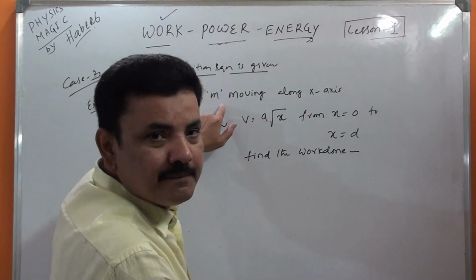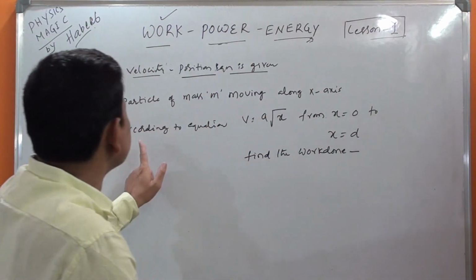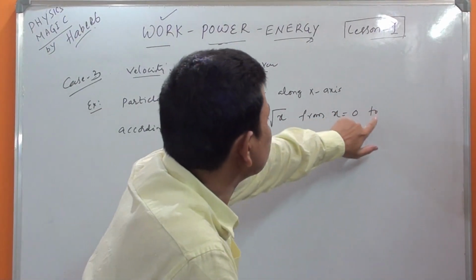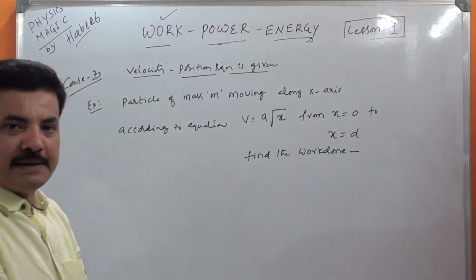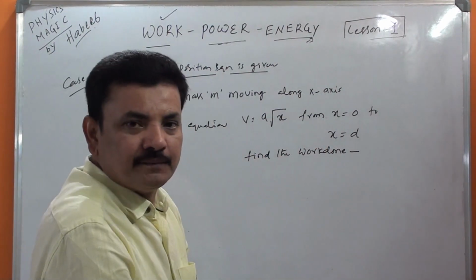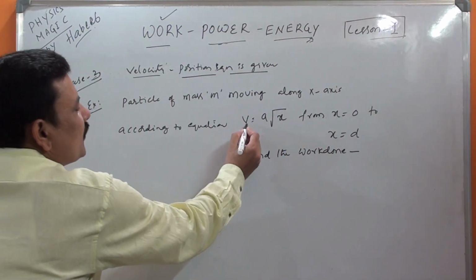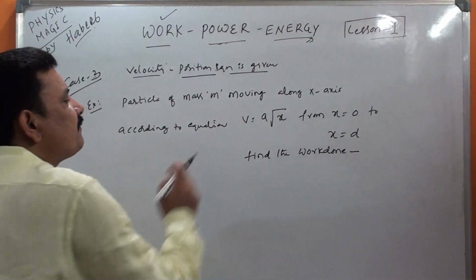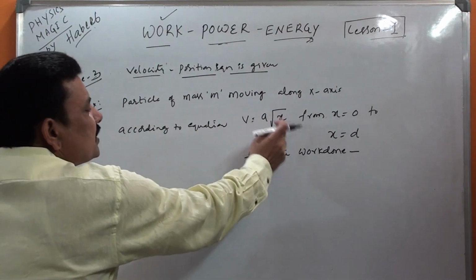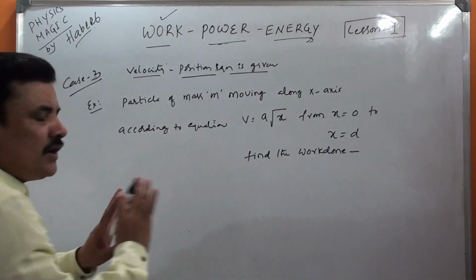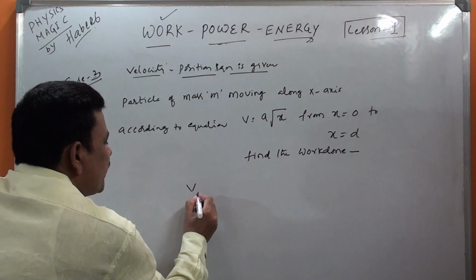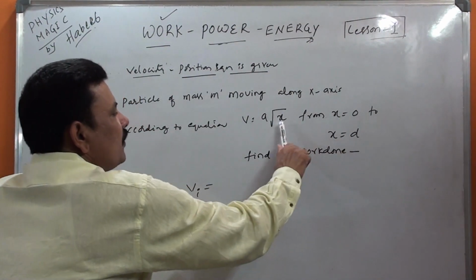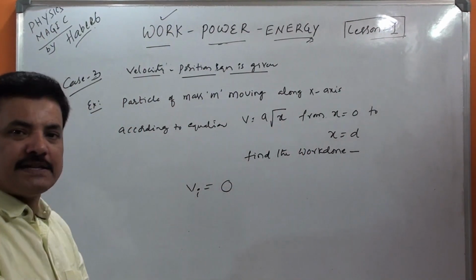A particle of mass m is moving along the x-axis according to the equation v is equal to a root x. From x is equal to 0 to x is equal to d, it is displaced. Then find the work done. In this case, I told you velocity is a function of position, meaning a velocity position equation is given. In this case, no need to do anything here. I told you already, find out V initial. V initial means x is equal to 0. If you substitute that, happily you will get 0.